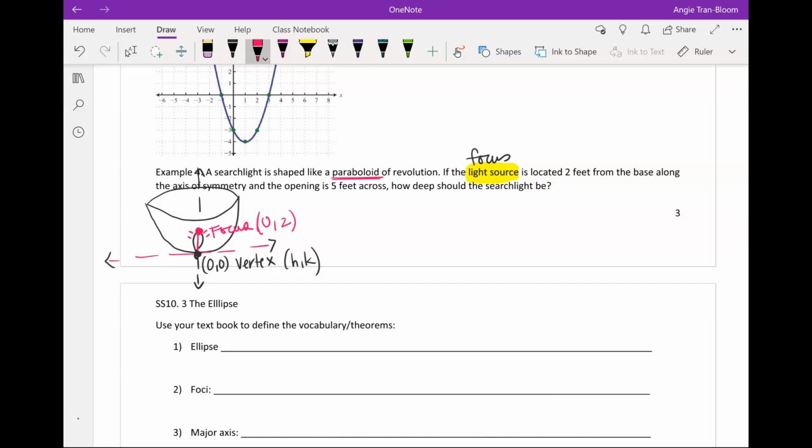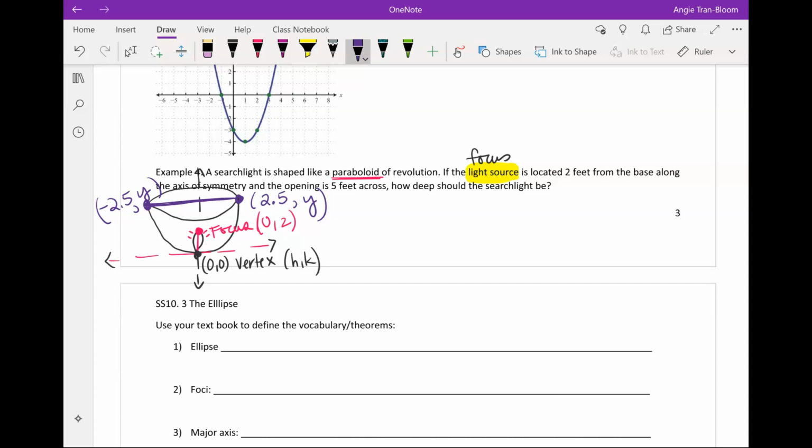And then they even went further and said the opening is 5 feet across. So this is 5 feet across. What that means is I know this ordered pair is (2.5 feet, some y value), and this ordered pair is (negative 2.5 feet, some y value). And again, when you can, always try to put the vertex at the origin.